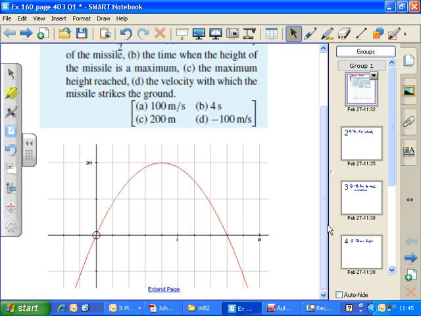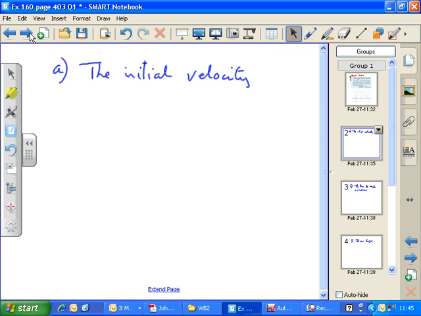What we need to do in this question is to show that the maximum height is 200 meters using calculus, and to confirm some of the other values we can get from this plot. So part A, find the initial velocity. So velocity is the rate of change of displacement, or x, with time. So the velocity equals dx by dt.